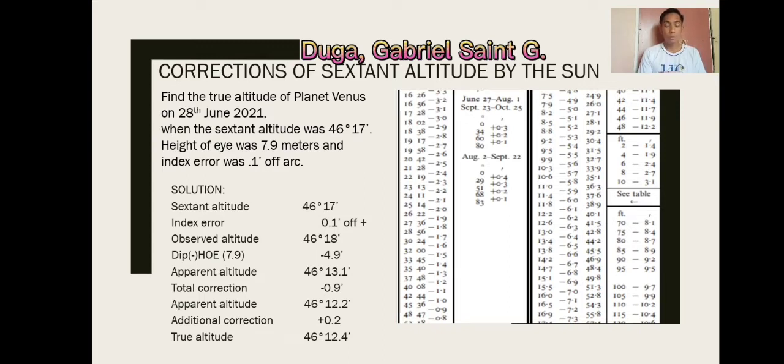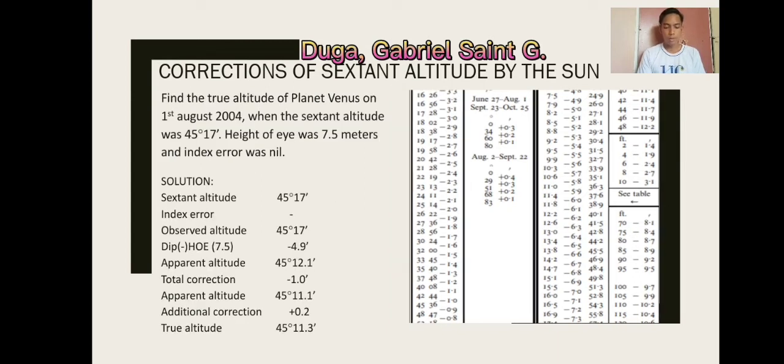So the solution. Sextant altitude is 46 degrees 17 minutes. Index error is 0.1 minute off. Then observed altitude is 46 degrees 18 minutes. Dip, HOE is 7.9, so negative 4.9 minutes. Apparent altitude 46 degrees 13.1 minutes. Total correction minus 0.9 minutes. Apparent altitude 46 degrees 12.2 minutes. Additional correction plus 0.2. So true altitude will be 46 degrees 12.4 minutes.